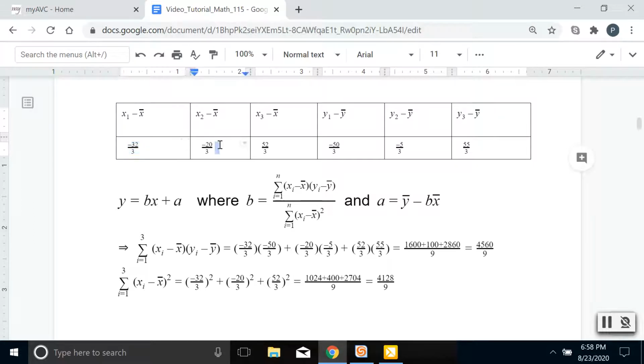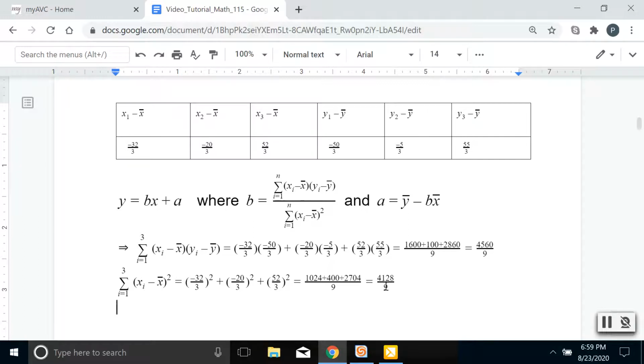Then move on to the x2 minus x bar, square it, which I've done here. And then move on to the x3 minus x bar and square that. If you square negative 32, you get 1024. If you square negative 20, you'll get 400. If you square 52, you'll get 2704. And if you square 3, it's going to be 9, because when you square a fraction, you square the top and you square the bottom. So they're all going to have 9 down here. Adding those up, you can check it's 4128 over 9.